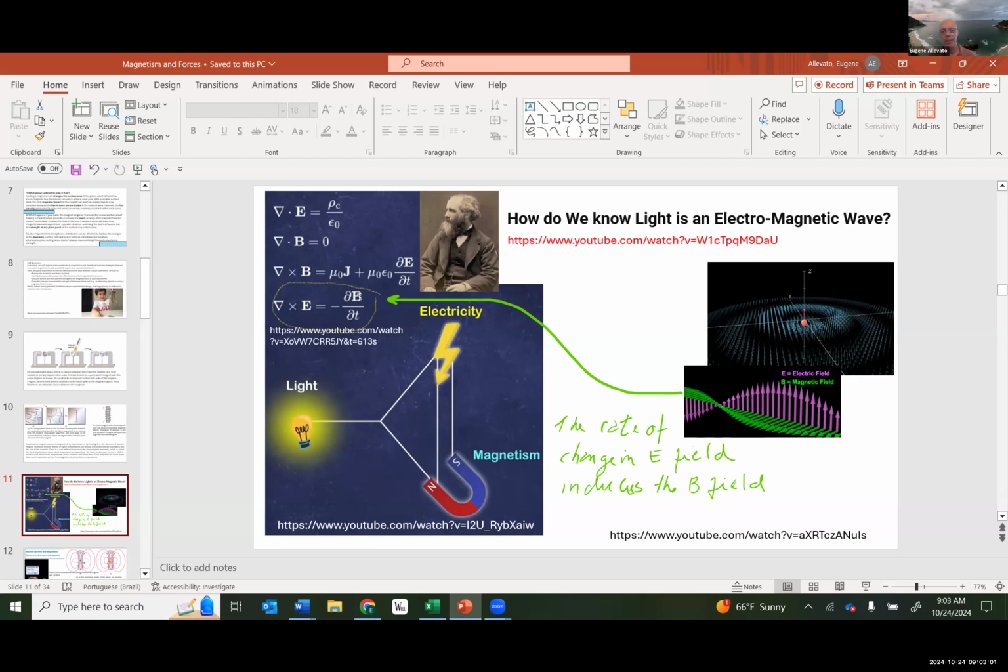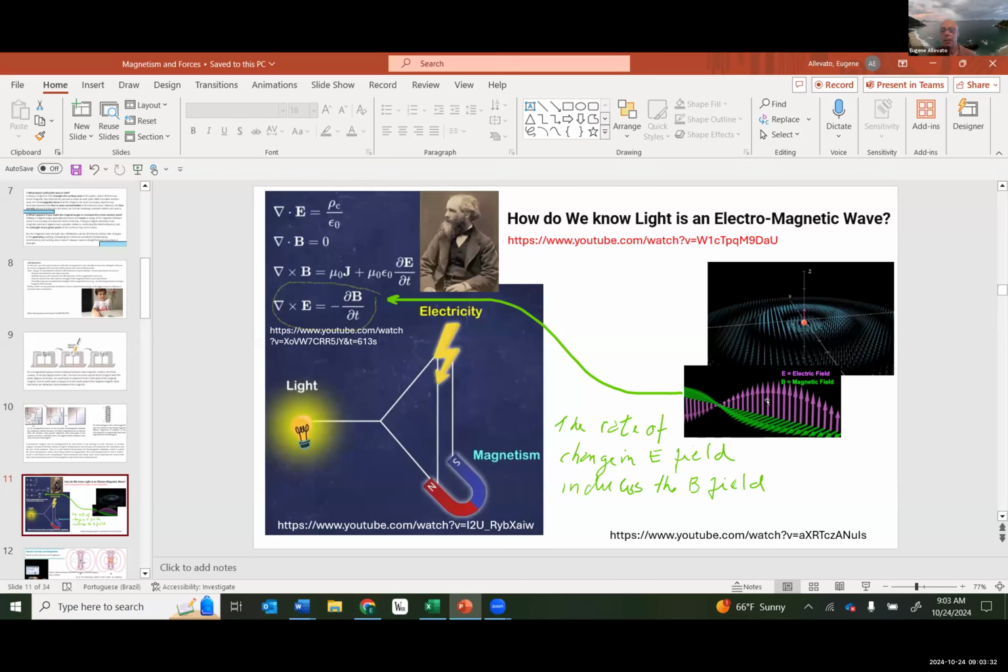And this is kind of important to understand, because when talking about the electromagnetic wave, it's called electromagnetic because it has both fields acting together that create this wave.